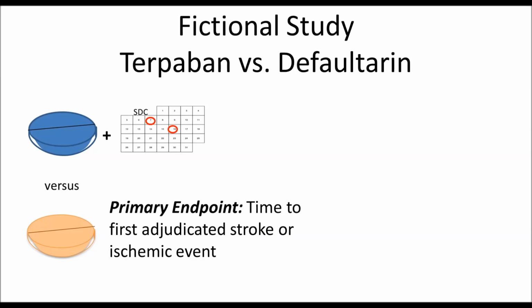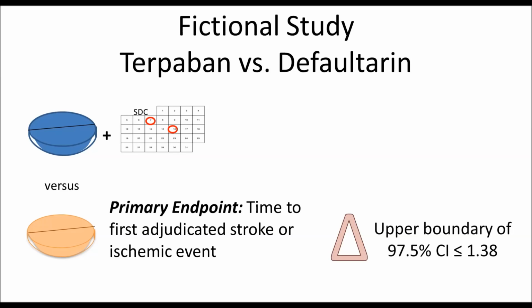The primary efficacy endpoint was time to first stroke or ischemic event. In order to meet non-inferiority, the upper boundary of the one-sided 97.5% confidence interval for the hazard ratio of the primary endpoint must not exceed 1.38, based on data from research with other anticoagulants compared to defaltrin in a similar population. Results were reviewed as per protocol as well as intention to treat. As you can see from this design, non-inferiority is a preferred design as terpiban offers a significant advantage over defaltrin since it does not require routine blood monitoring.